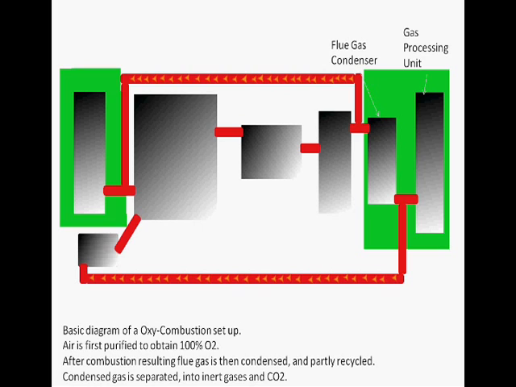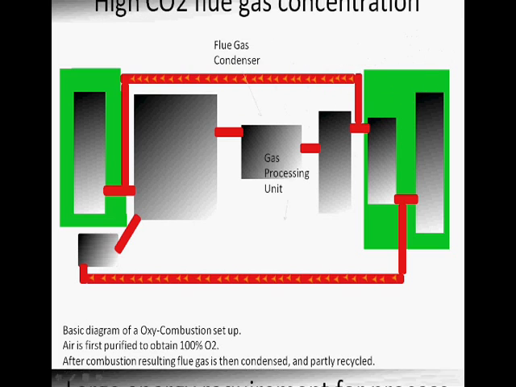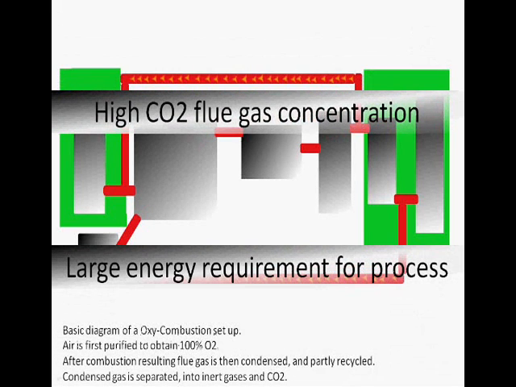As you can see here, one of the big things is that you have to have return lines to help power the plant. One of the benefits, though, is that there's high CO2 flue gas concentration, but there's large energy requirements for the process.